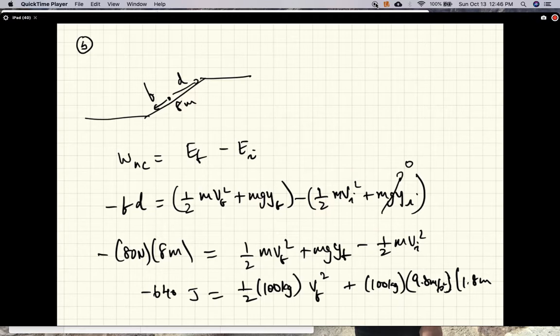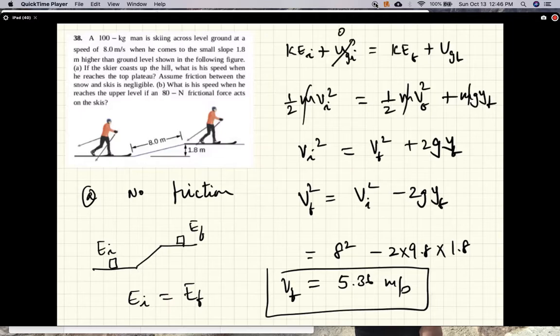Okay, so let's add another page. So what we have is minus 640 joules should equal 50 times v final squared plus 1,764 minus, and what is that term? 50 times 64, which is 3,200.